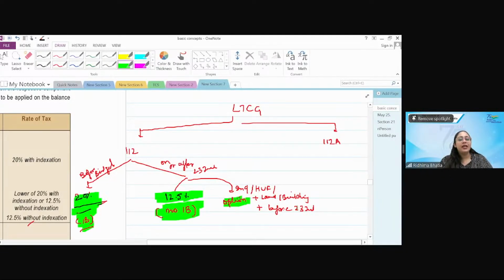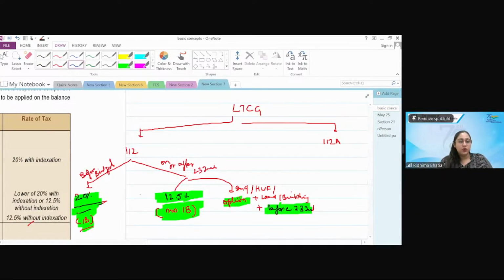Only individual or HUF who are selling immovable property which is acquired before 23rd July, all three conditions. So in general, if you're not an individual or HUF, then you have to be attentive to when the capital gain arose. Before 23rd July, 20% with indexation. If the capital gain is after 23rd July, 12.5% without indexation. Simple. Sorted? So you have to look at all these things.